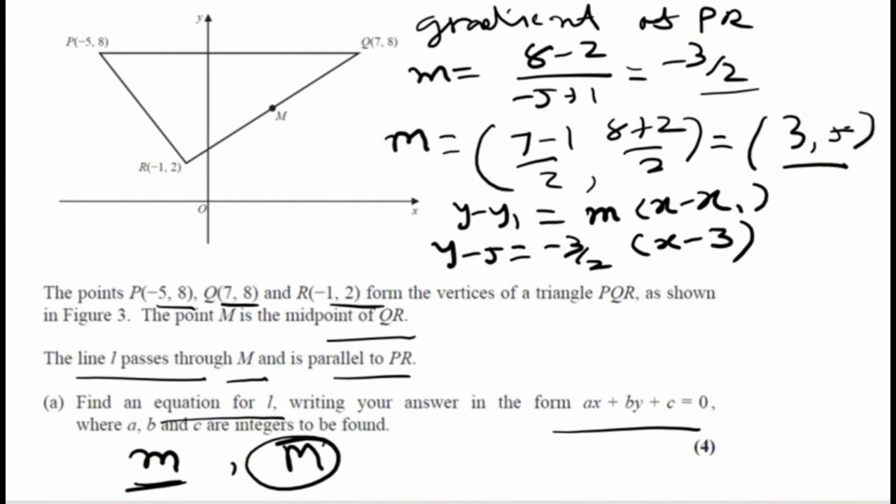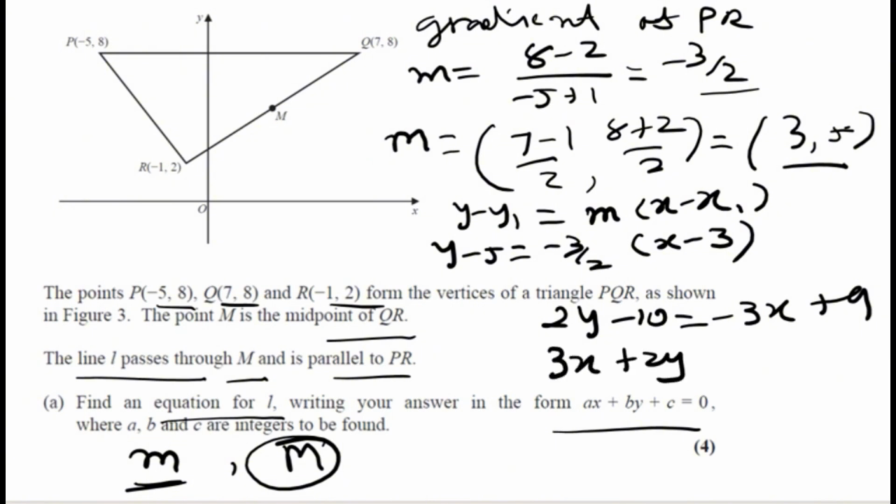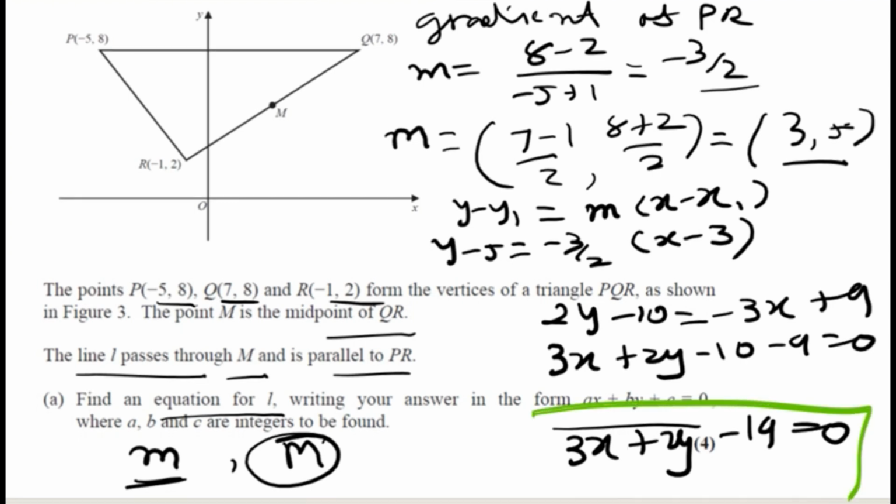Simplify, I am multiplying this to this side. So 2y minus 10 is equal to minus 3x plus 9. And I have to write in this form, so I am moving 3x this side. So 3x plus 2y minus 10 minus 9 equal to 0. So equation of line is equal to 3x plus 2y minus 19 equal to 0. So this is the equation of line L1.